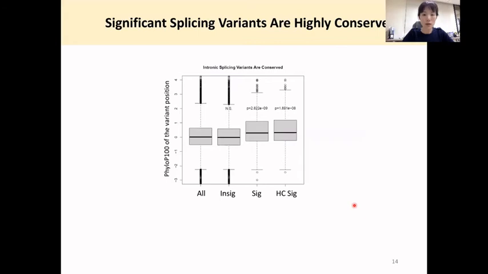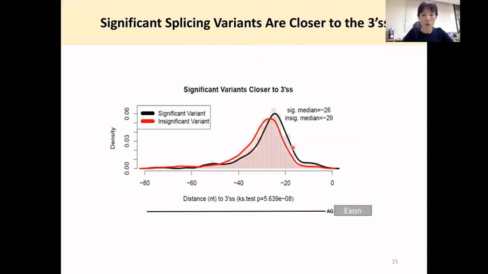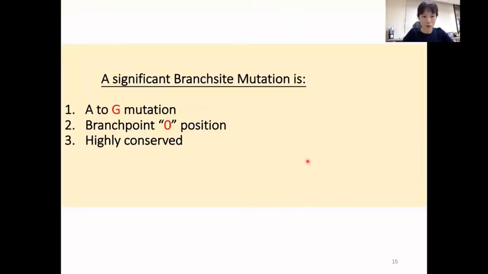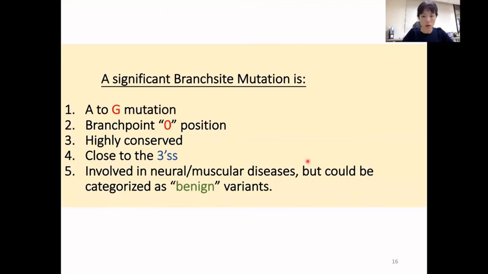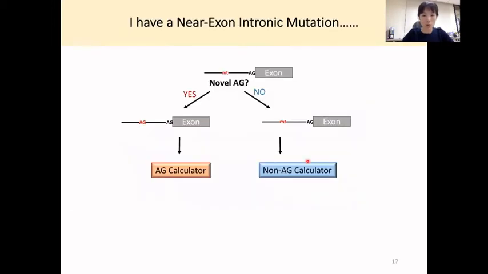We also see that the significant mutations are highly conserved, determined by the PhyloP 100 scores. And we also see that the significant mutations are closer to the 3' splice site. If the 0 indicates the 3' splice site, then we see the significant mutations' positions shifting to the right. So we have so many features of a significant mutation. We want to build a model to describe all the features and to summarize them. So we perform machine learning on these features.